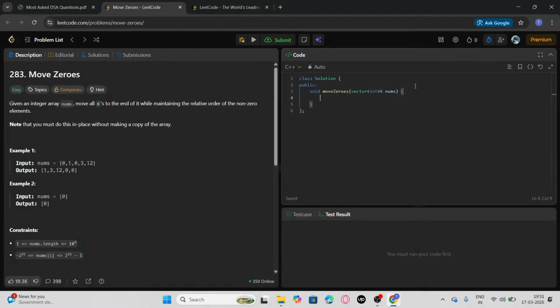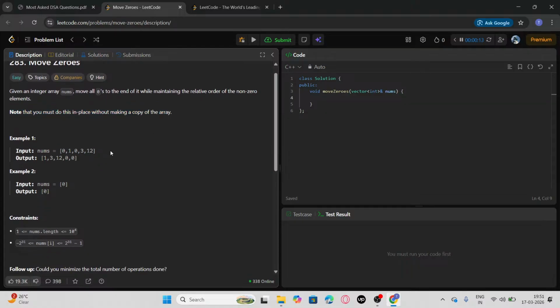Alright, so let's start the stopwatch and let's read the problem. The problem says, given an integer array nums, move all the zeros to the end of it while maintaining the relative order of the non-zero elements. Note that you must do this in place without making a copy of the array. So we are not supposed to make a copy of the array, and we have to do it in place.